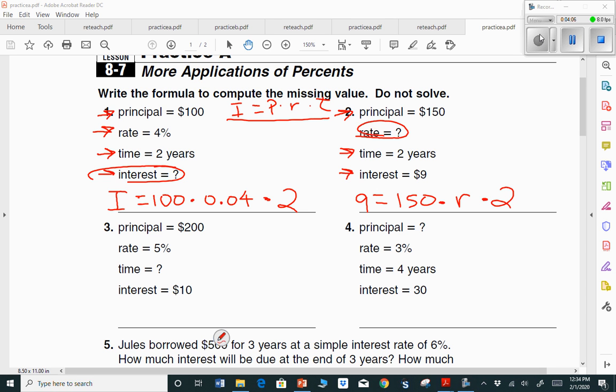Okay, again, we go back to I equals PRT. Interest is 10. Principal is 200. Rate is 0.05. And time is the unknown, so we'll put times T. And finally, number 4, interest is 30. Principal is unknown, so we'll put the P, times rate 0.03, and time is 4 years.